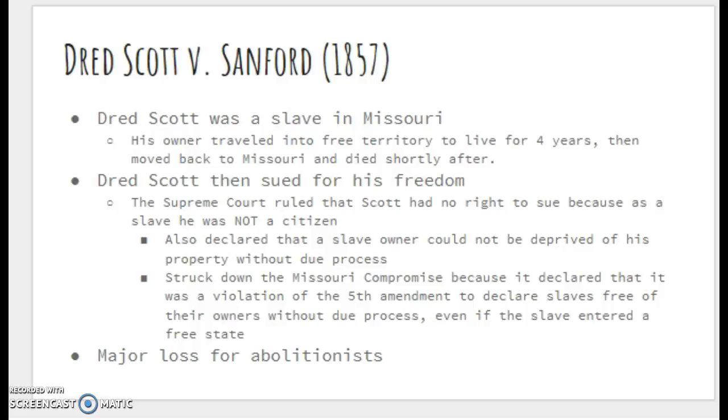This case struck down the Missouri Compromise because it declared that it was a violation of the Fifth Amendment to declare slaves free of their owners without due process, even if the slave entered a free state, right? So it didn't matter if it was free or not. You cannot take the slave away from its owner without due process of the law. Guys, this was a major, major loss for abolitionists. And remember, abolitionists are those people that wanted to get rid of slavery.